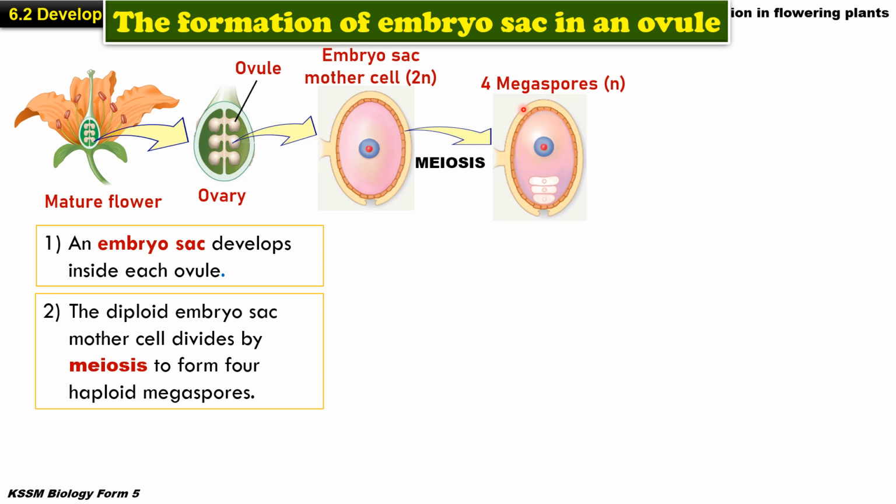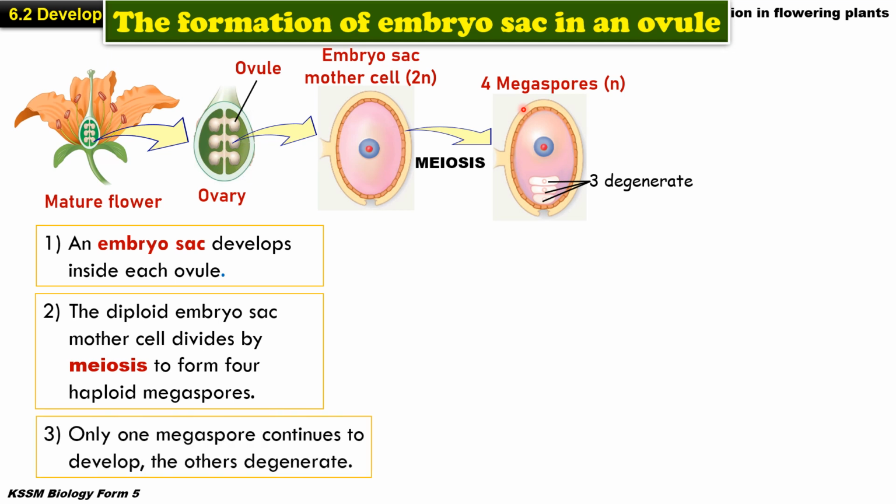Okay, the diploid embryocyte mother cell divide by meiosis to form 4 haploid megaspore. Ingat, ini ialah megaspore. Kalau ovule female, dia ialah mega. Kalau pollen grain tadi ialah, apa, tengok balik, micro, bukan mega. Okay, and these three of megaspore ni will degenerate. Only one will continue to develop.